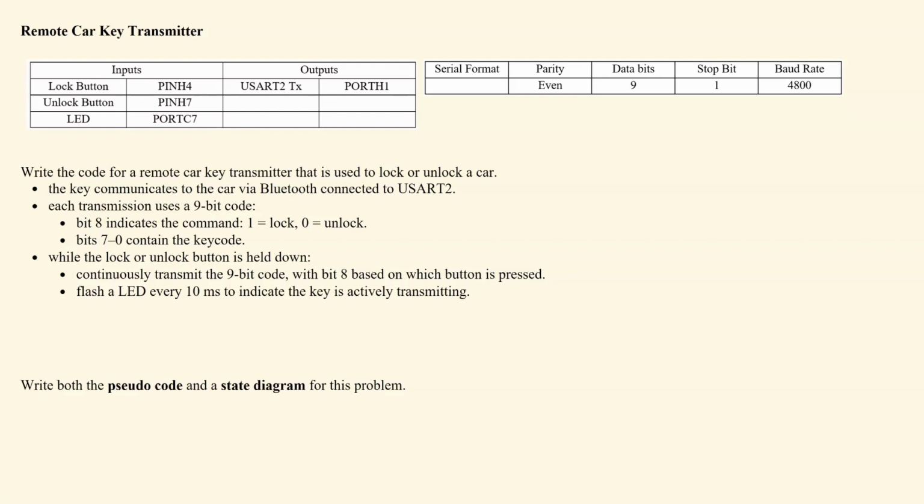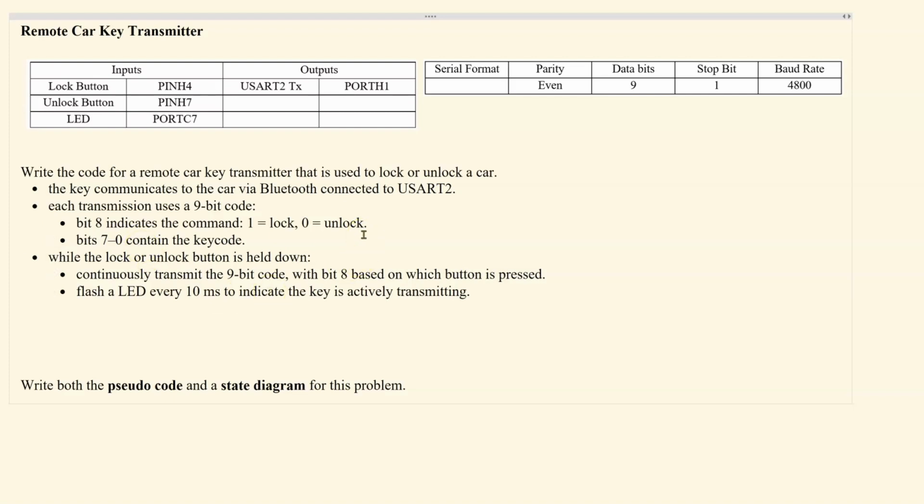So for the transmitter, we are connecting to the car via Bluetooth. We send a 9-bit code. Bit 8 shows whether the command is to lock, which is 1, or unlock, 0, the car. And then we have a key code, 8 bits from bit 7 to 0.